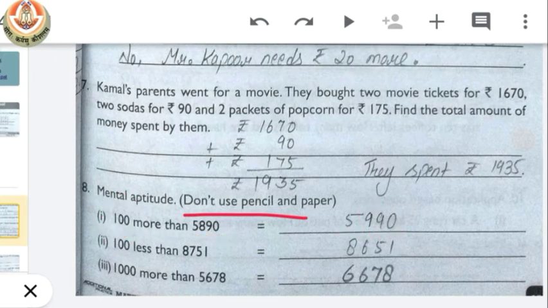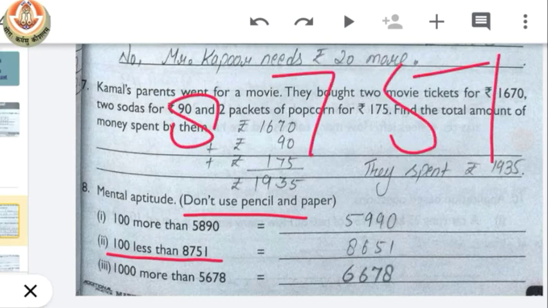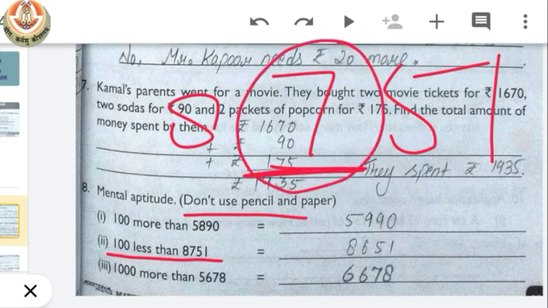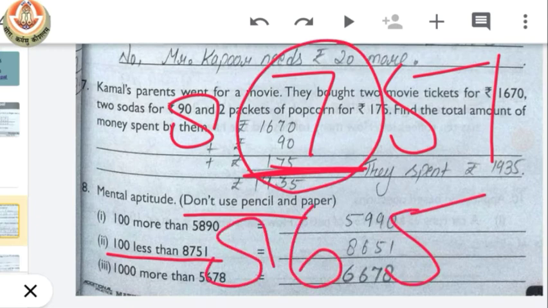Next is 100 less than 8751. Again we have to look at the 100s place, and it is less. That means 1 less than 7 is 6. So everything will be the same, just the 100s place will change and it will be 8651.